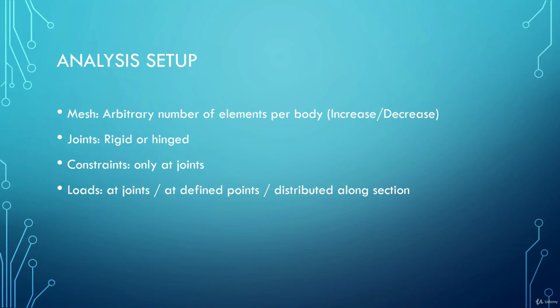Constraints can be only at joints, as with the truss elements, and the loads can be applied at the joints, at defined points that we define, and loads can be distributed along a section, while with the truss elements, we can only have loads at joints.